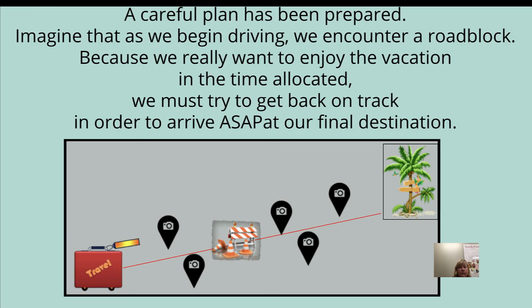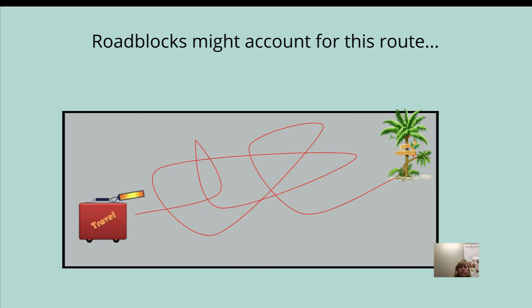A careful plan has been prepared. Imagine that as we begin driving, we encounter a roadblock. Because we really want to enjoy the vacation in the time allocated, we must try to get back on track in order to arrive as soon as possible at our final destination. Roadblocks might account for a change in this route.